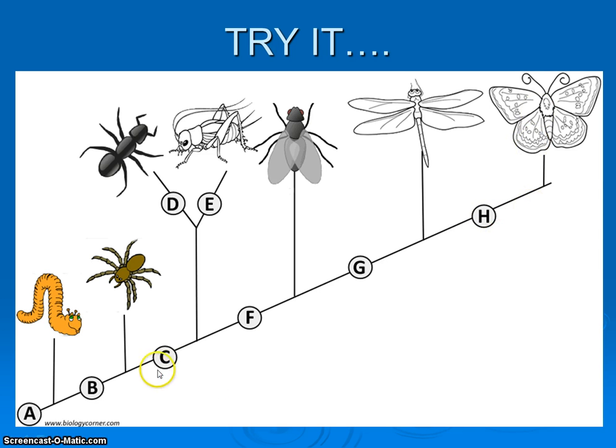Now we could do that with any letter here along the timeline, be it letter H, be it letter G, any characteristic here. So let's look at just a really simple one. Again, this is a simple example, letter C here. Now the characteristic that evolved here at letter C has to be true when we're comparing these organisms here, and not for any of the others. So what we're implying here is that every organism after this, the ant, the cricket or grasshopper, the fly, the dragonfly, and the moth, all have, we could say, 6 legs.